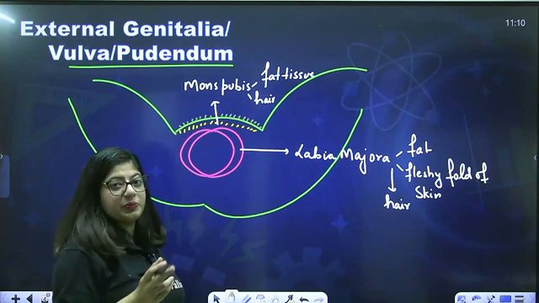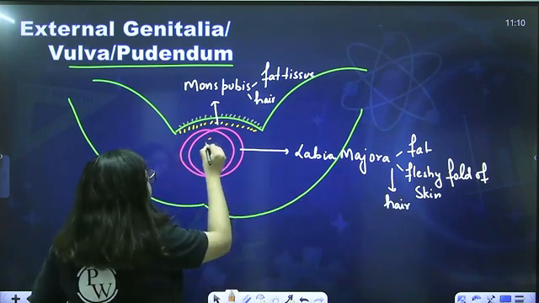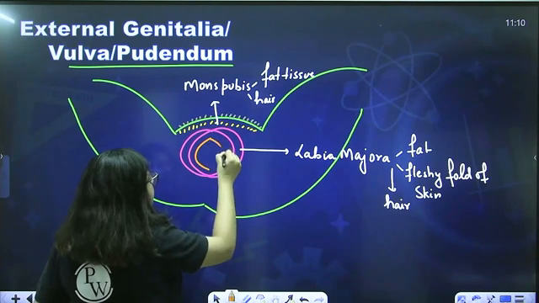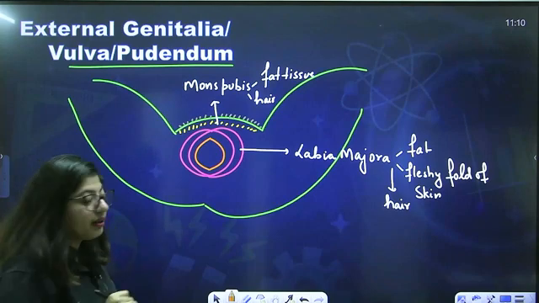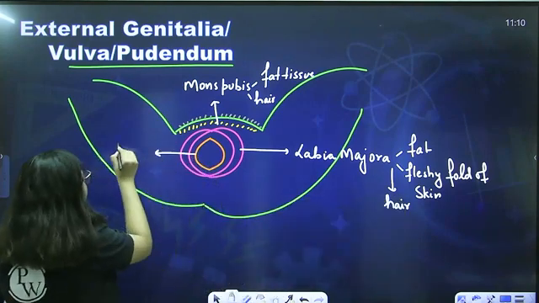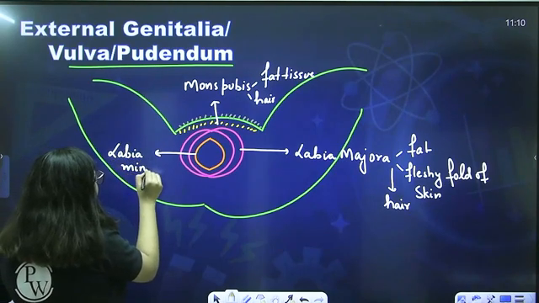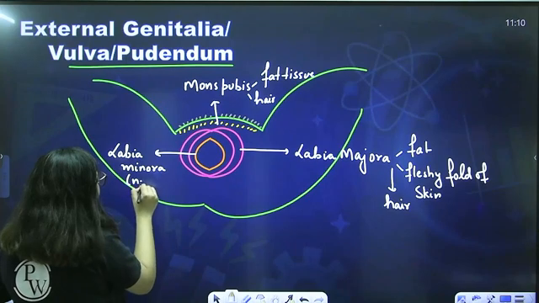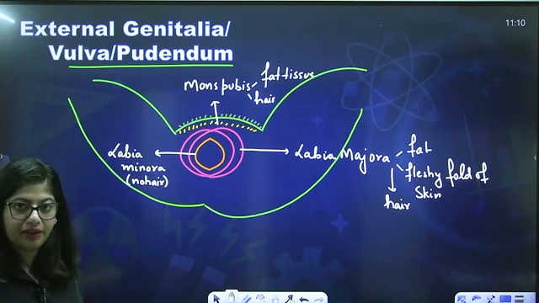Inside of this is present another pair of lips, which is a little thinner. It does not contain any fat and hair. Again, another fleshy fold of skin, that is labia minora. Labia minora have no hair. It does not contain any hair, right?